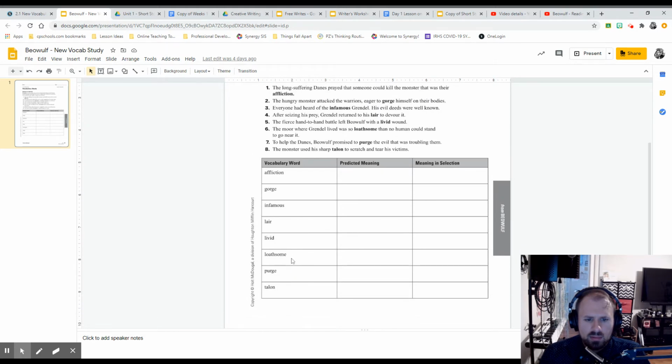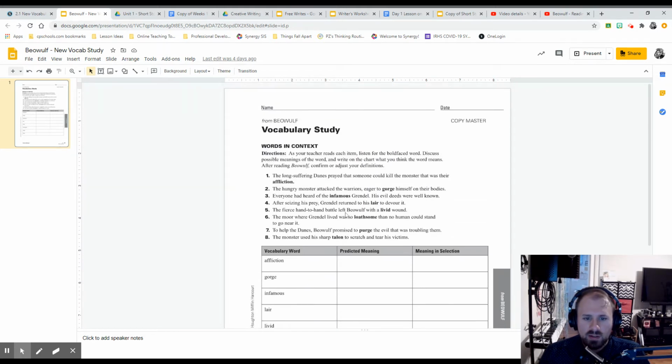Actually, you know what? I think that may or may not be true. I think that is true. Anyway, I'm going to read this. So if you need to pause after I do this to ponder, you may, and then you can type in your predicted meaning. So I'm going to read this first part here.